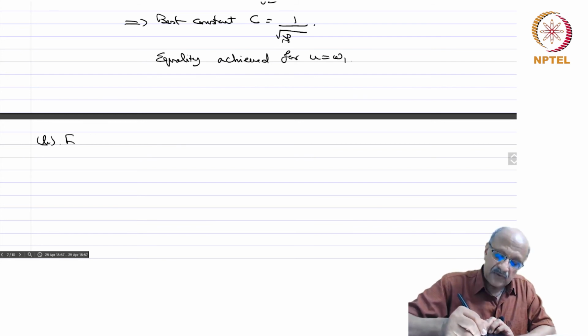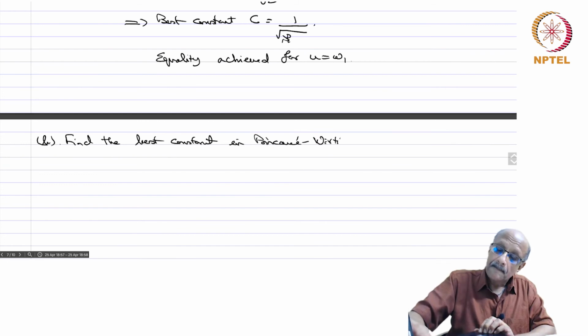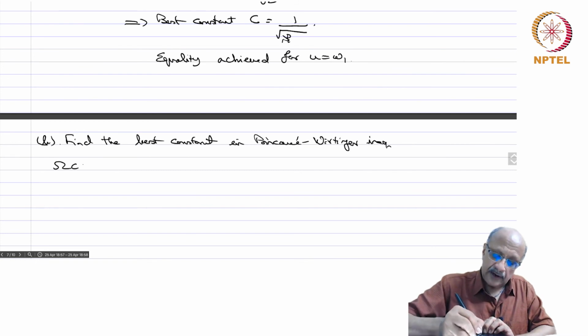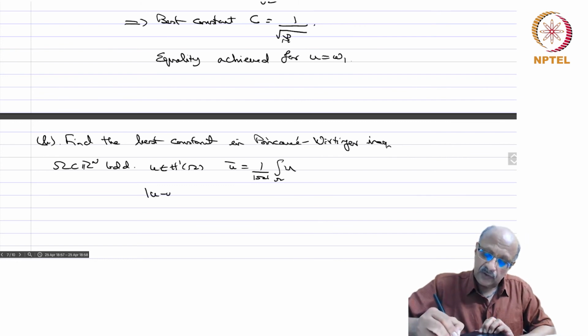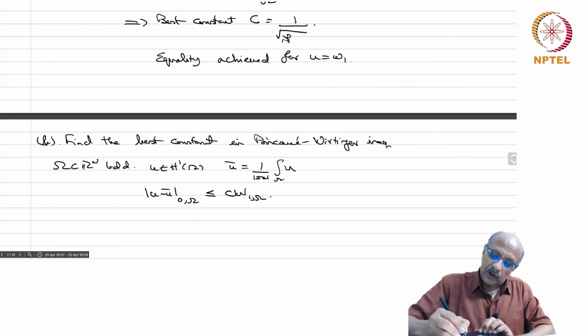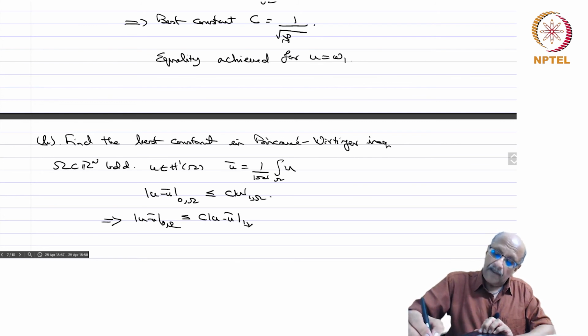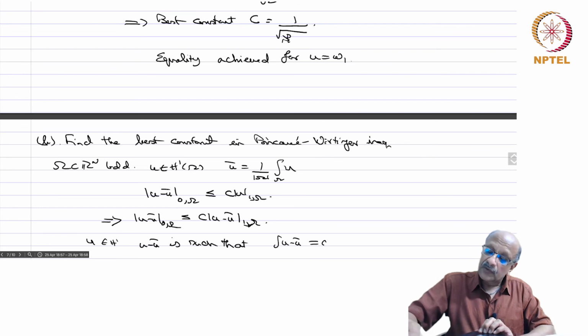Okay. So, B, find the best constant in the Poincaré-Wirtinger inequality. So, Omega contained in R^n bounded, u in H1 of Omega, u bar is 1 over mod Omega times the integral over Omega of u, and then the norm of u minus u bar in L2 of Omega less than or equal to C times the norm of u in H1 of Omega. Now, if you have this, this can also be written as the norm of u minus u bar in L2 of Omega less than or equal to C times the norm of u minus u bar in H1 of Omega. And u is in H1, then u minus u bar is such that the integral of u minus u bar equal to 0. Okay.